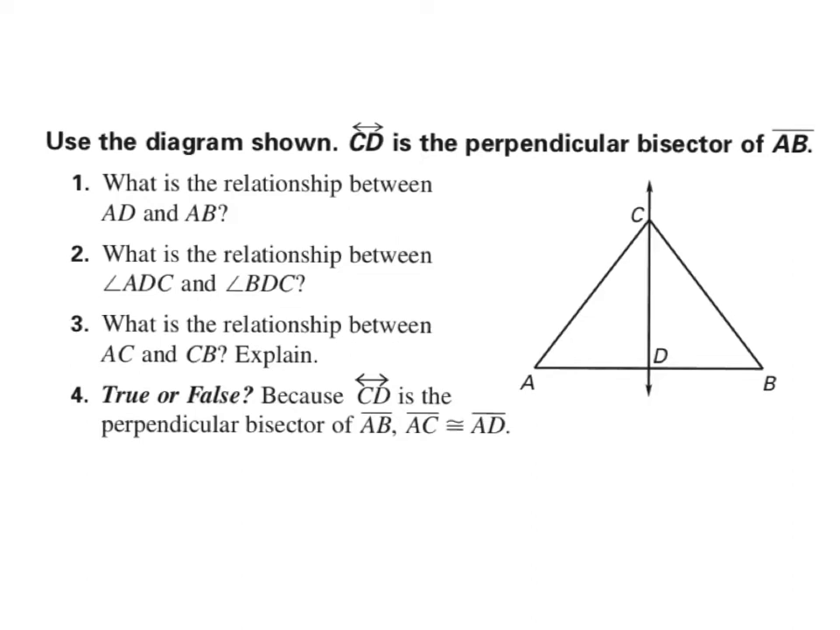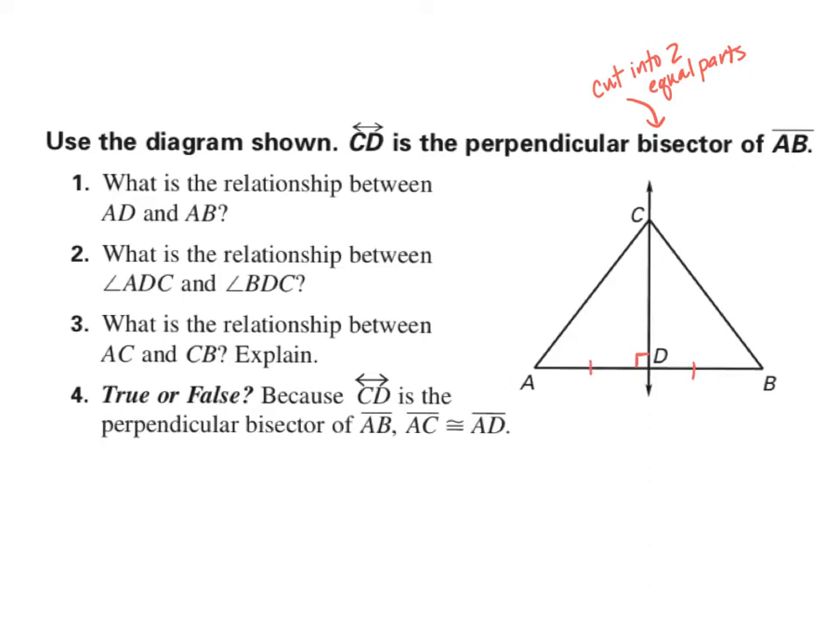Use the diagram shown. CD is the perpendicular bisector of AB. Since we know that CD is the perpendicular bisector of AB, we know that CD is perpendicular to AB, so it creates a right angle at the intersection, which is at point D. We also know that the word bisector means to cut into two equal parts. So CD cuts AB into two equal parts.